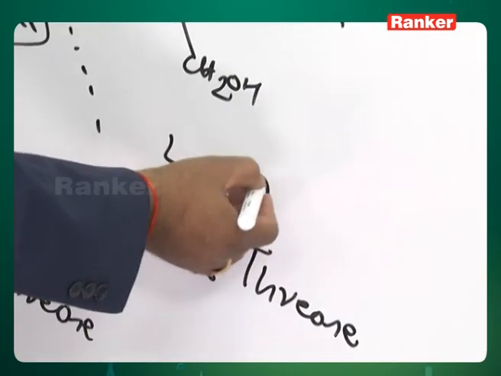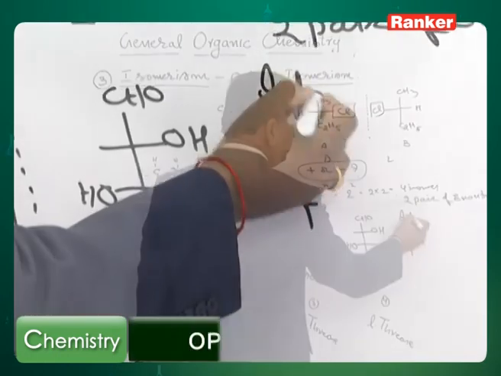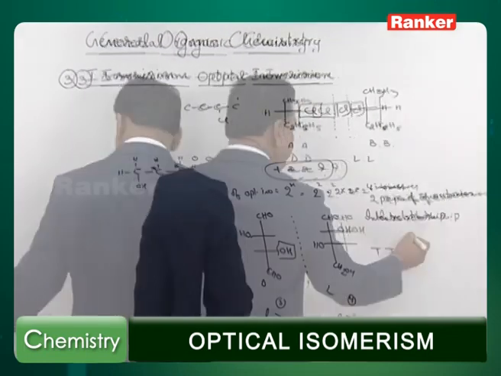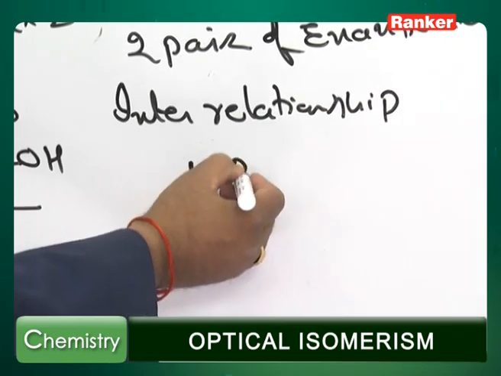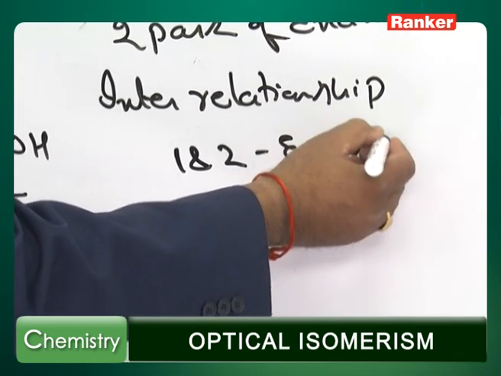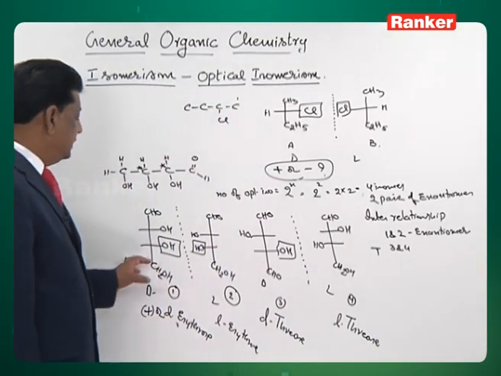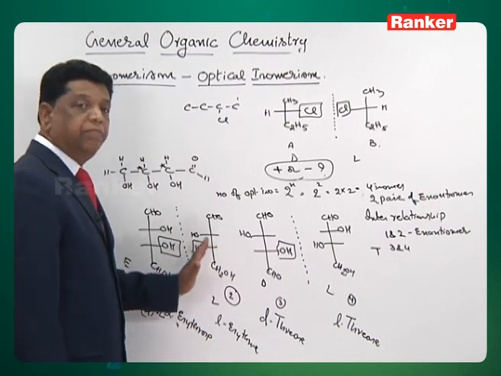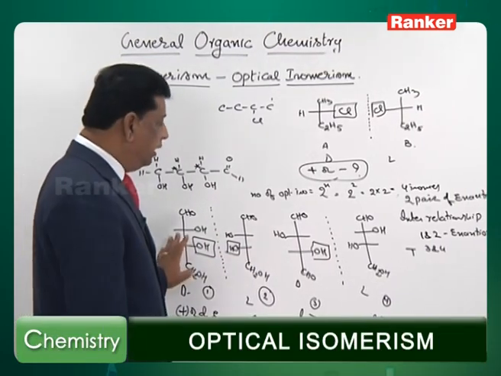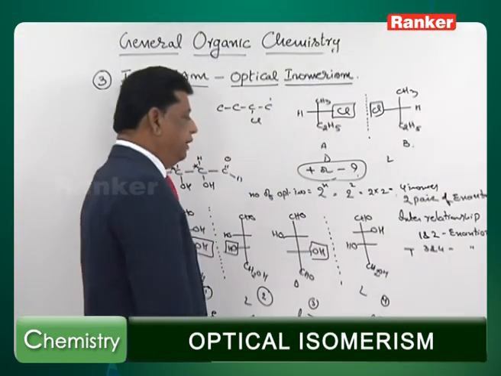So, I write like this. This is called interrelationship. So, 1 and 2 and similarly 3 and 4 are called enantiomers. Enantiomers we have already defined. This is a set of compounds having exactly mirror image relationship. But if I try to put one over the other, that is called superimposability, not possible. So, 1, 2 is a set of enantiomers, 3, 4 is also a set of enantiomers.